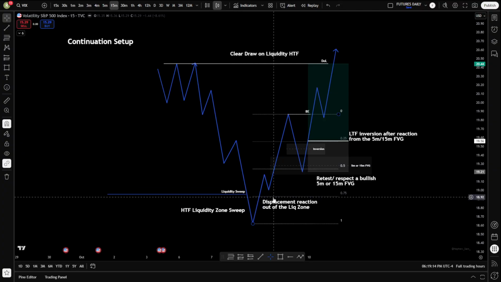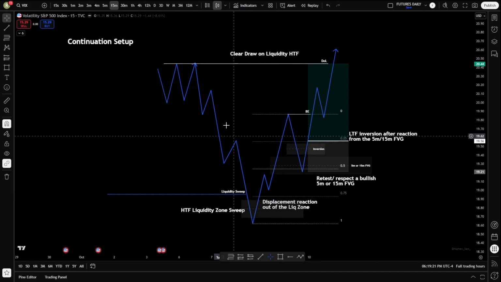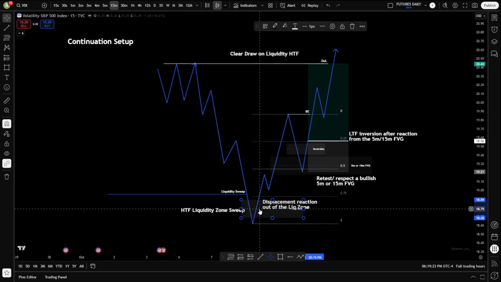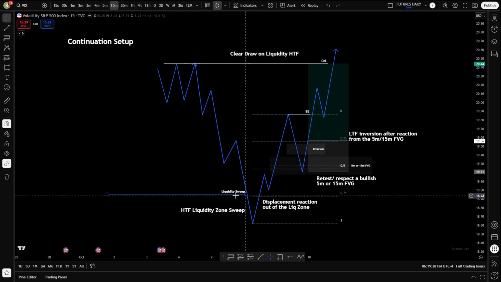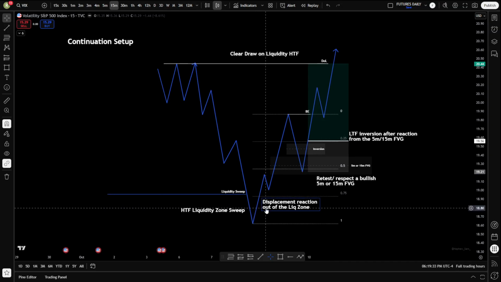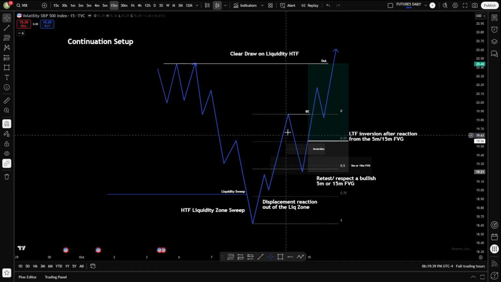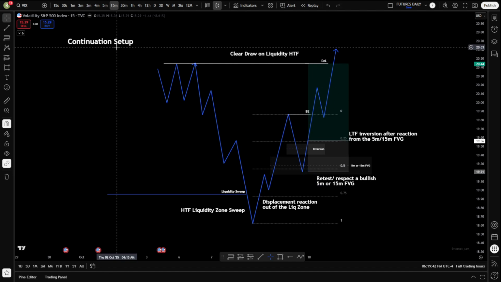And if you didn't get an entry here, which in my other model, I would look for an inversion fair value gap here to actually get an entry for a reversal. But obviously that can be a little more risky, especially if you're not sure if this liquidity sweep was really the low. But if I miss an inversion here, or I don't get an entry down here at the reversal point, then I'll look for what I call my continuation setup to still get a trade toward my draw on liquidity.